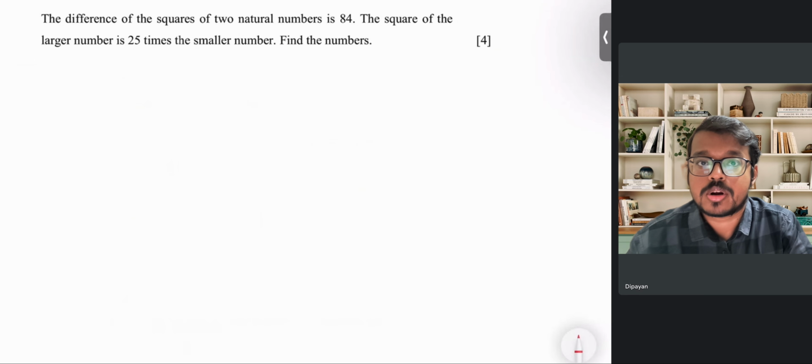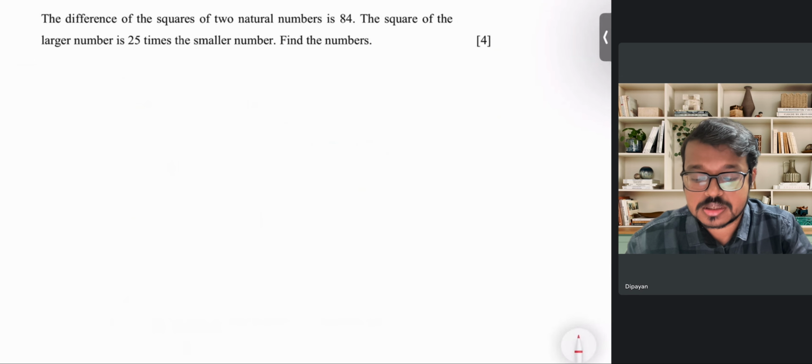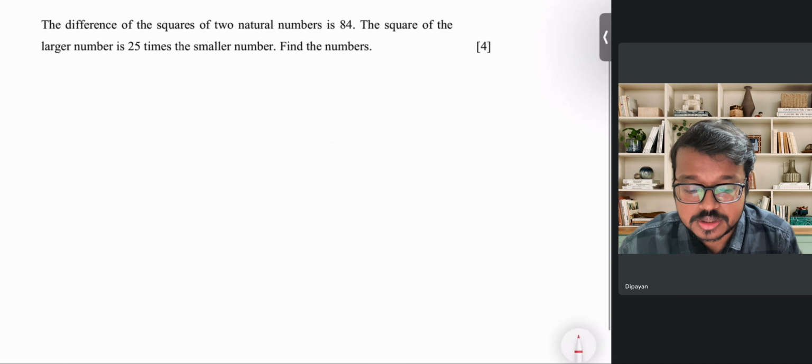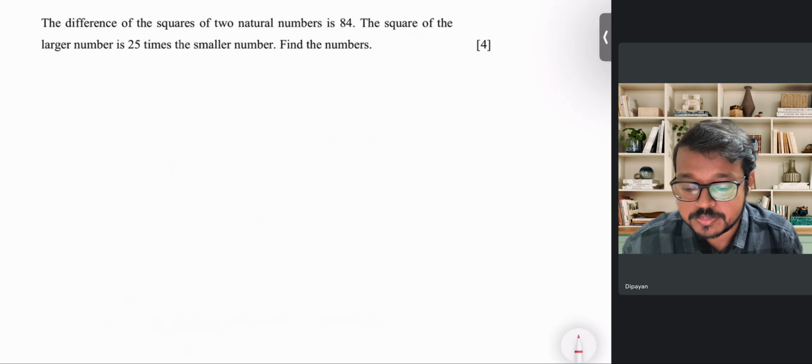Let's solve a word problem from quadratic equations. Now this question is based on numbers. The difference of the squares of two natural numbers is 84. The square of the larger number is 25 times the smaller number.